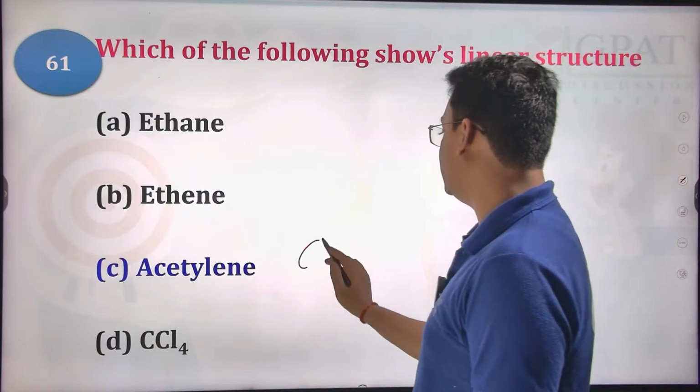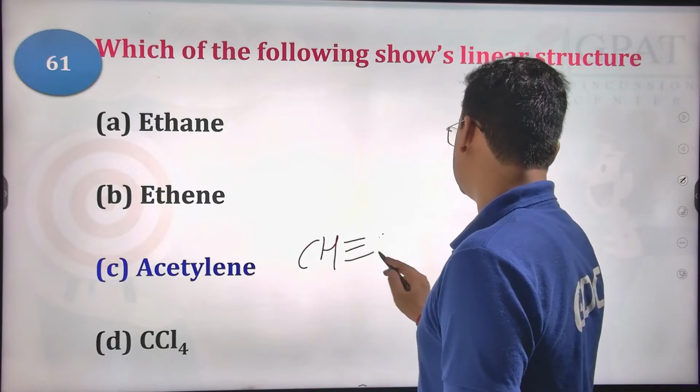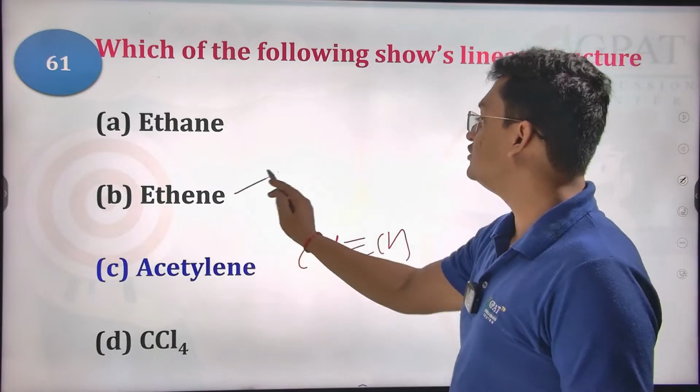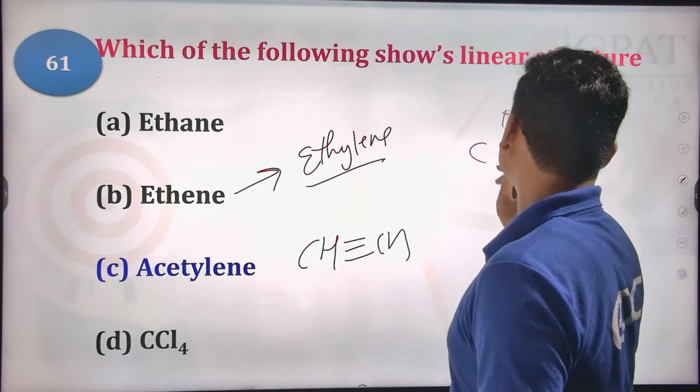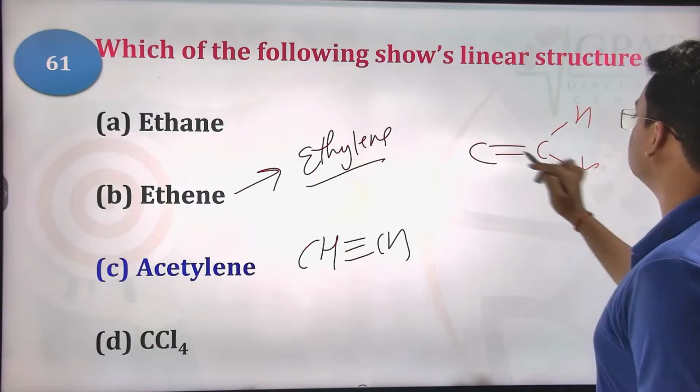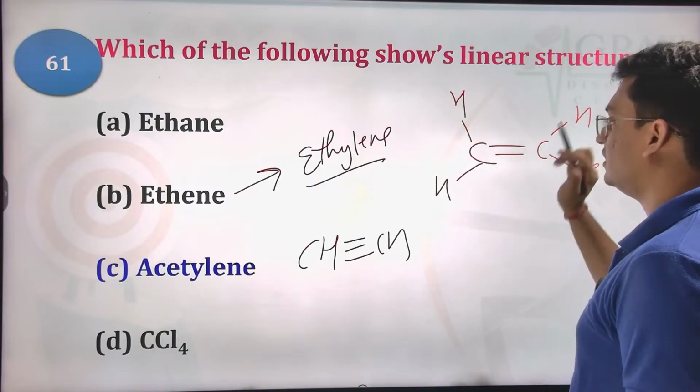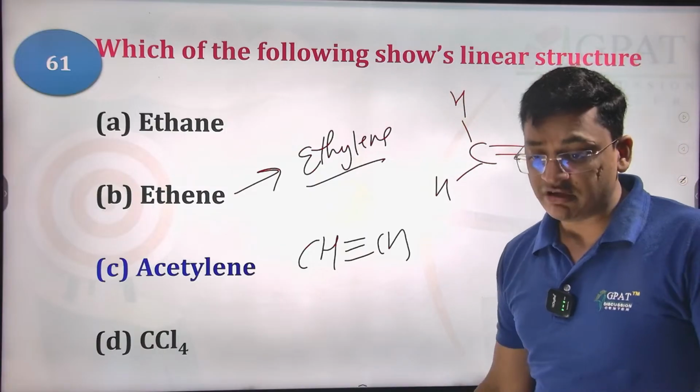The structure of acetylene is CH triple bonded CH. Ethene, that is also known as ethylene, is C double bond C, with H, H, H, and H. They are having planar symmetry.